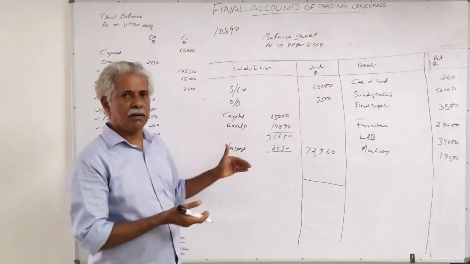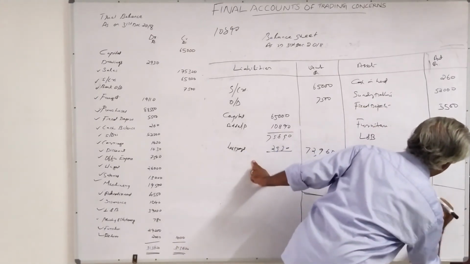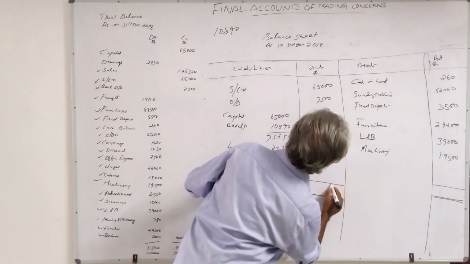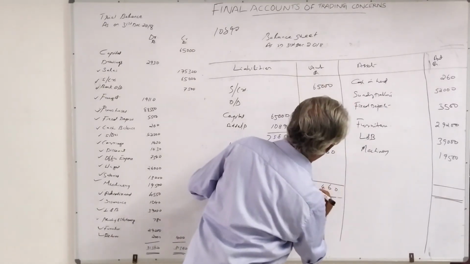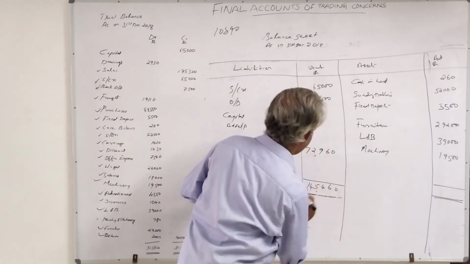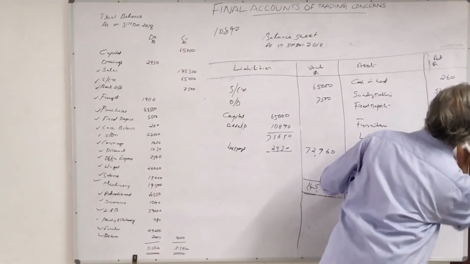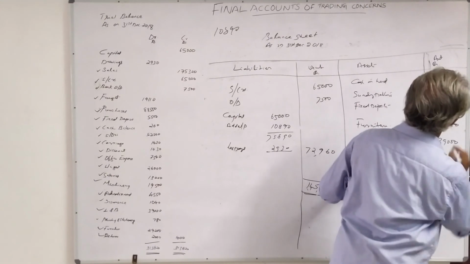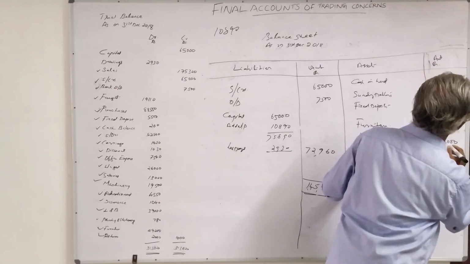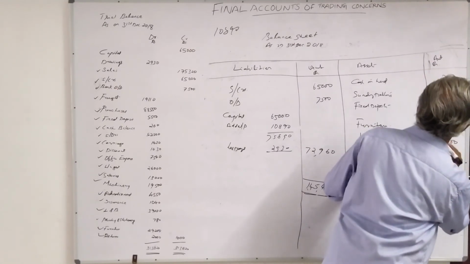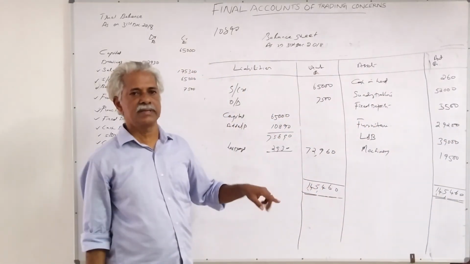the net figure is 72,960. Then you just find out the total on both sides of the balance sheet. That means the total, on this side, is 1,45,460. Then on the other side also, we have to get the very same figure. Let us verify. We got the very same figure, that is 1,45,460.